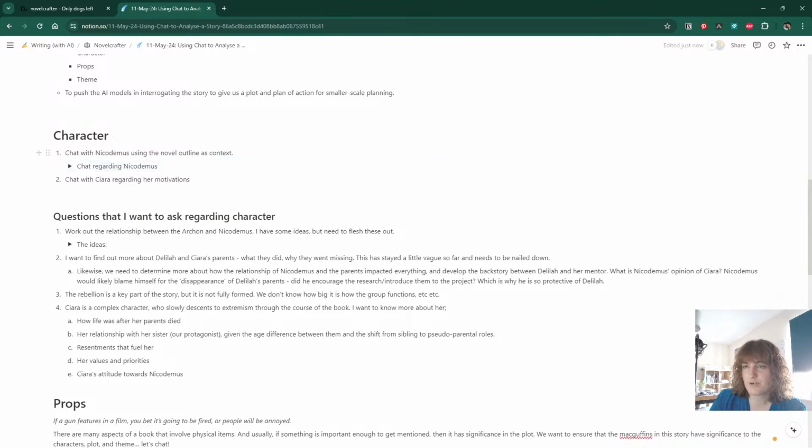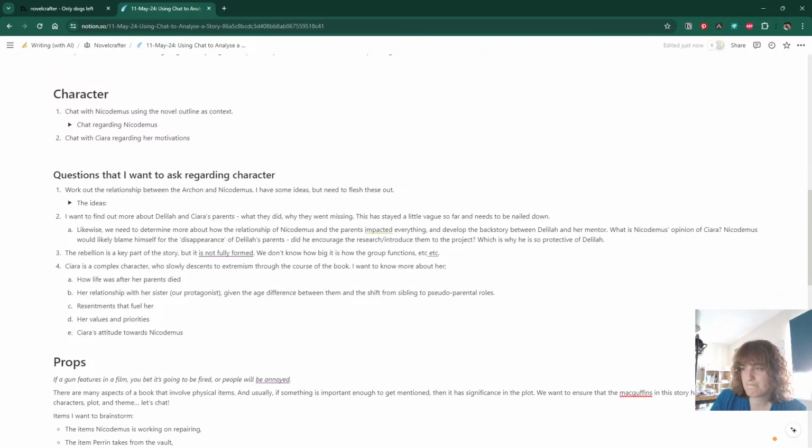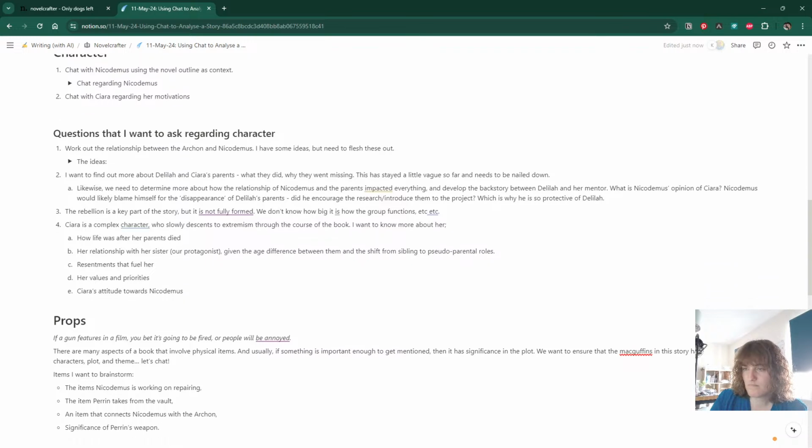Now, chat with Ciara regarding her motivations, given the age. Okay, I'm just going to briefly go on to prompt share. I'm on the Discord group, looking for spaces. Spaces prompt. Analyze. I will also at some point try out my new snowflake prompt.